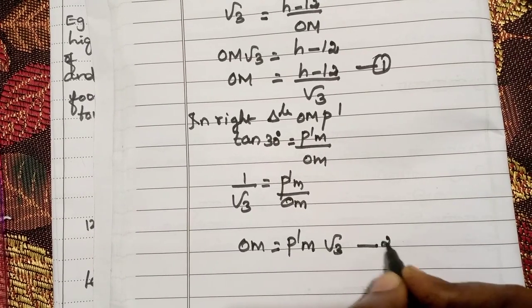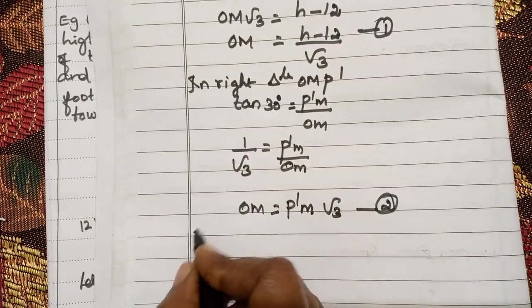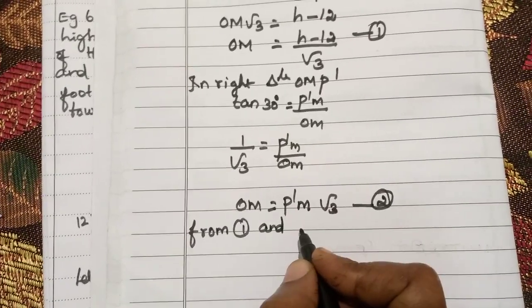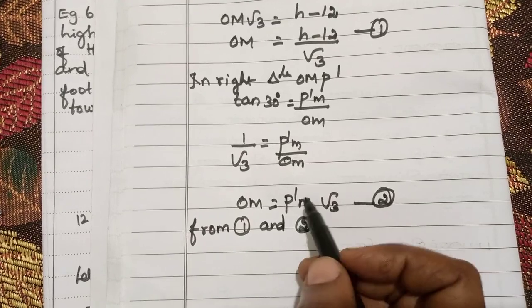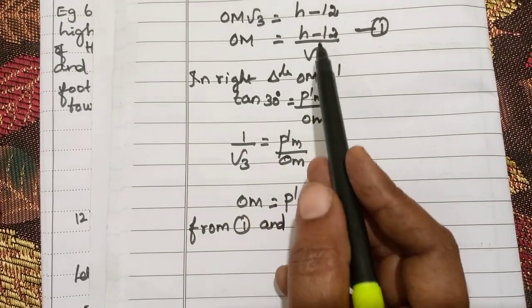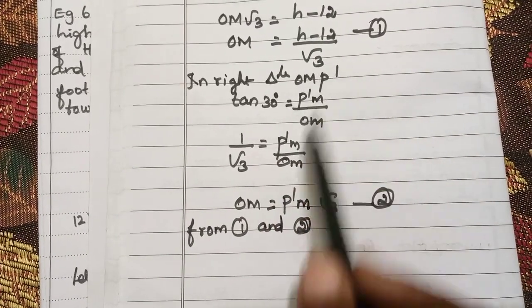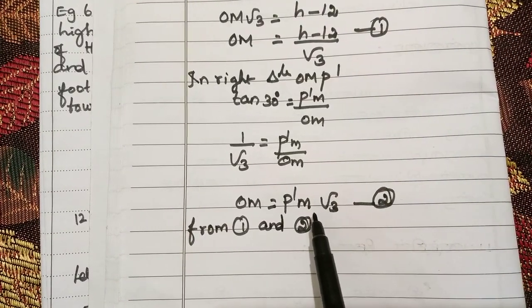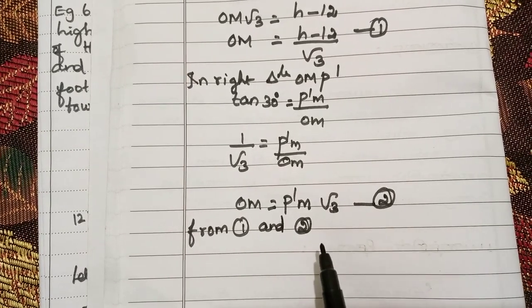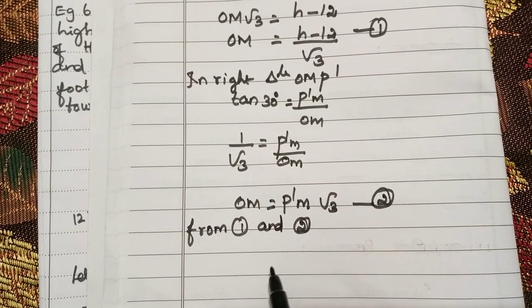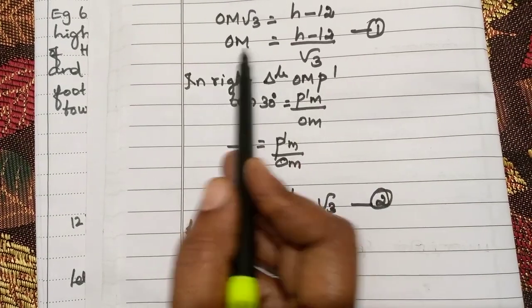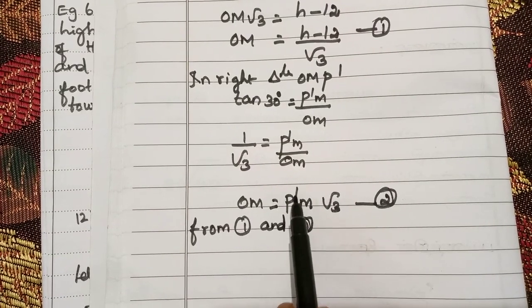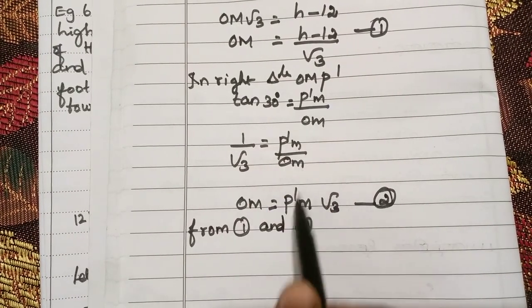This is equation number 2. From equations 1 and 2: equation 1 is OM equal to (height minus 12) by root 3. Equation 2 is also OM equal to P'M into root 3. Let us equate. Equating equations 1 and 2, we get OM equal to (height minus 12) by root 3, and also OM equal to P'M into root 3. So 1 and 2 can be equated.